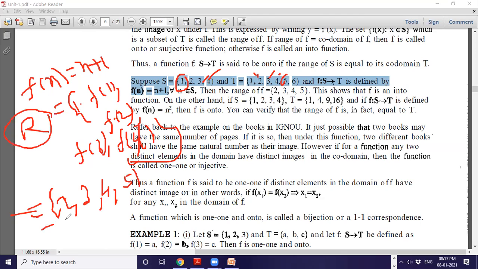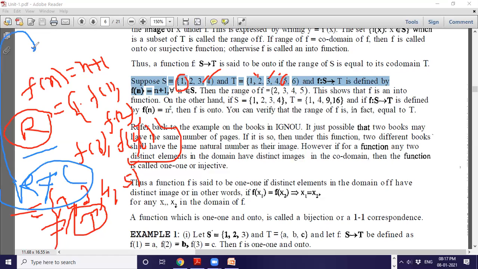But this is not equal to T. That is, range is not equal to codomain. This T is codomain, right? So is our function onto or into? If range is not equal to codomain, then that function is known as into function. Okay? That function is known as into function.